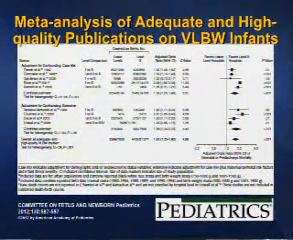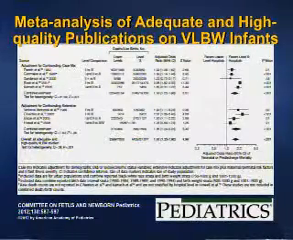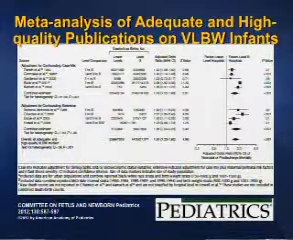These are, again, pictures of the meta-analysis looking at the trends towards improved survival at level 3. The first one was for very low birth weight infants. This is for extremely low birth weight infants.